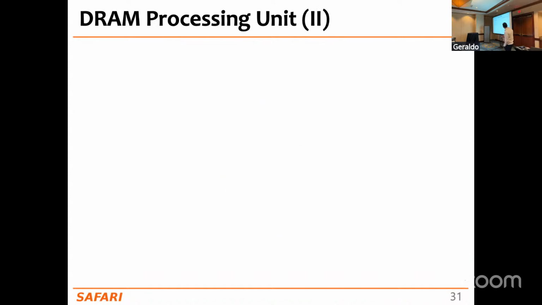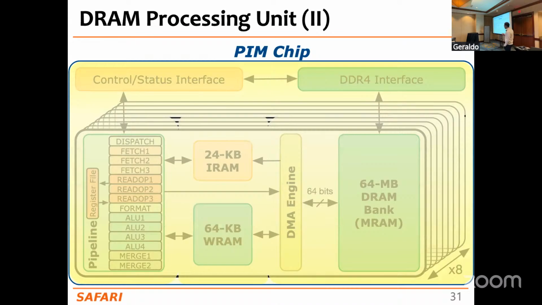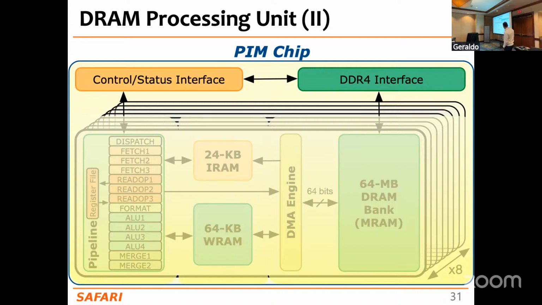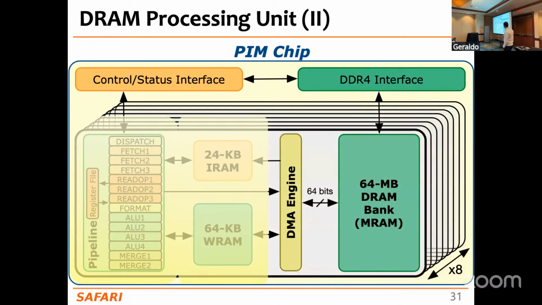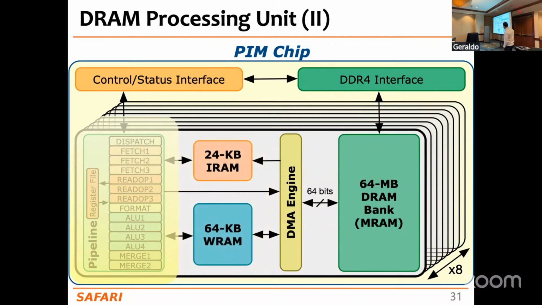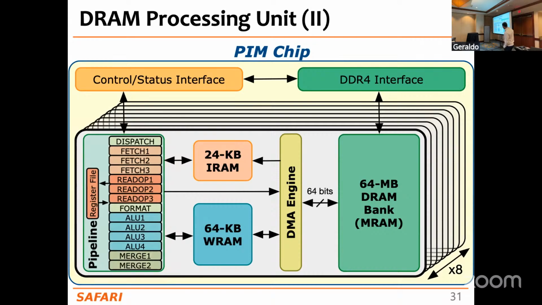I have some other illustration over here. What basically we have in the processing memory chip is some interface that is shared across the many cores inside the PIM chip to interface with the host CPU. We have the 64 megabyte DRAM bank. We have some DMA engine that is used by the core to move data from the DRAM bank to the working RAM, which is some SRAM scratchpad memory. You have the instruction RAM here, and then we have 11 stages in the pipeline.